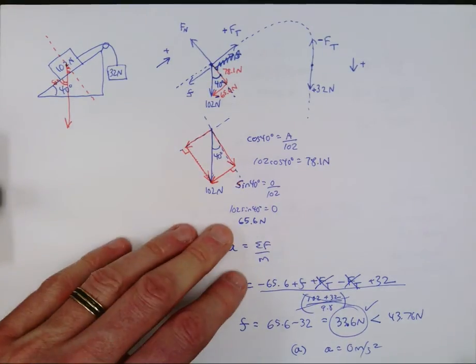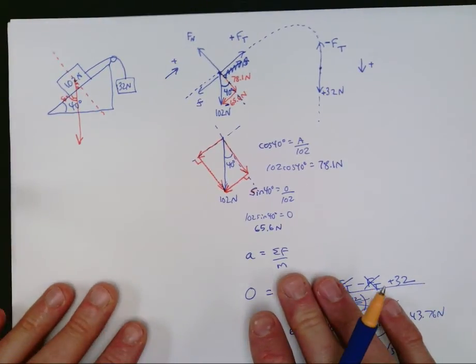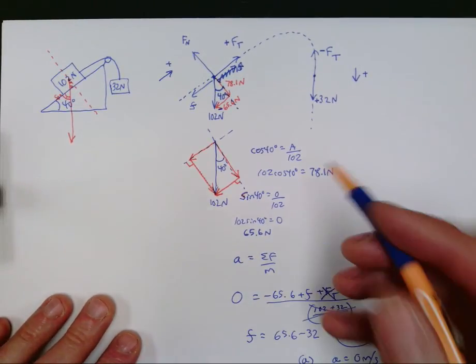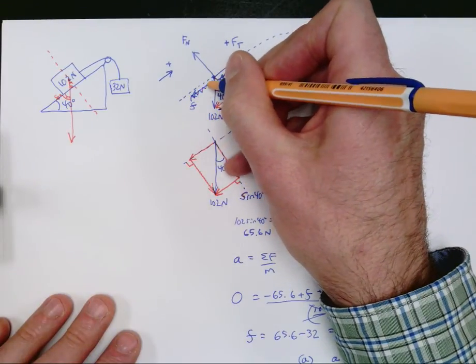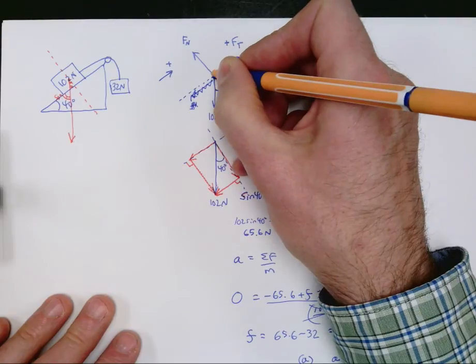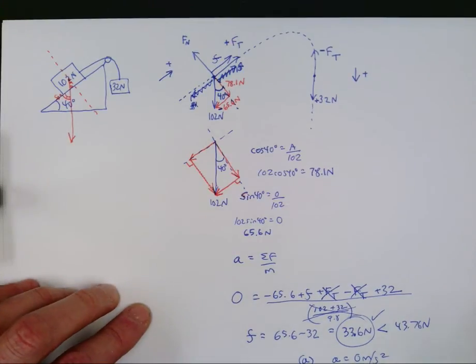Okay, let's lastly do part C. And part C says, what happens if initially it's moving down the incline? So here again, let's go back and look at the free body diagram. Now they're telling us it's sliding this way. And again, friction is always in the opposite direction of motion. So once again, friction is going to point up. But now it's going to be kinetic friction.